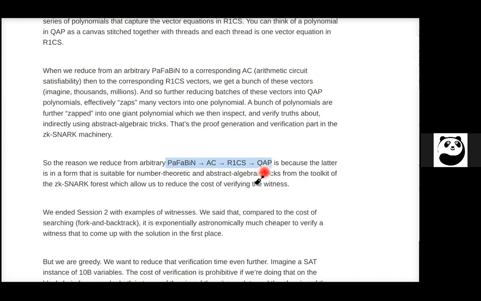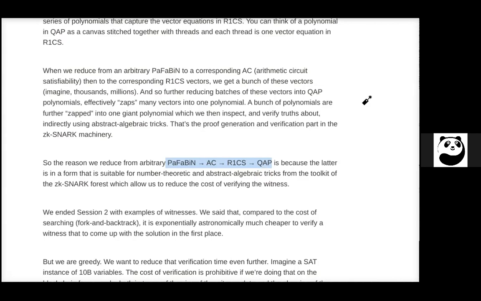From that point on, what we are going to do is apply tricks from abstract algebra, from probability theory, etc., in order to infer something about that giant polynomial without actually having to compute all of it. And it's after this step that most of the difficult corners of the forest of ZK reside, basically.